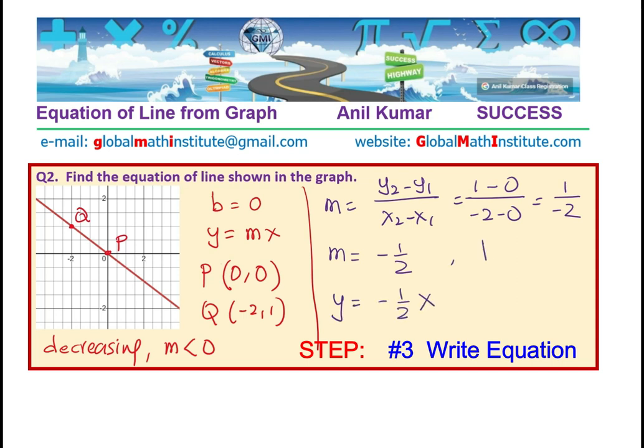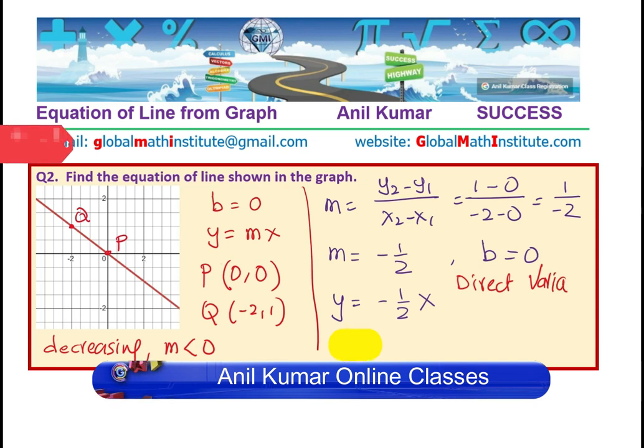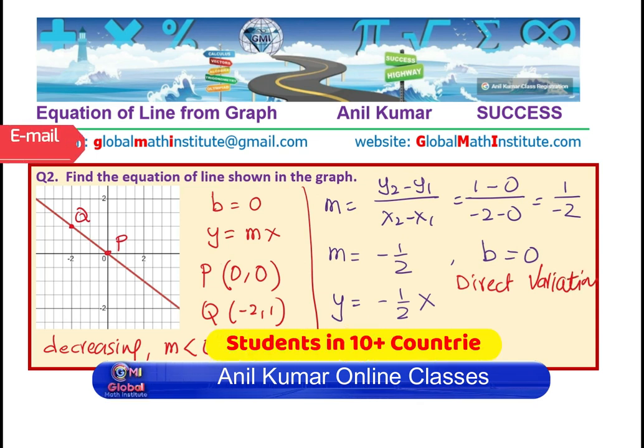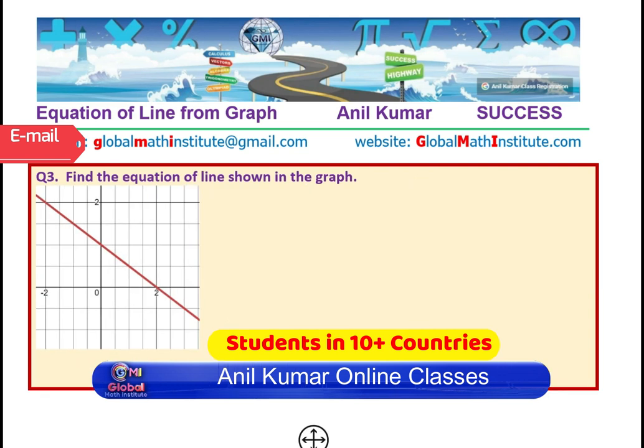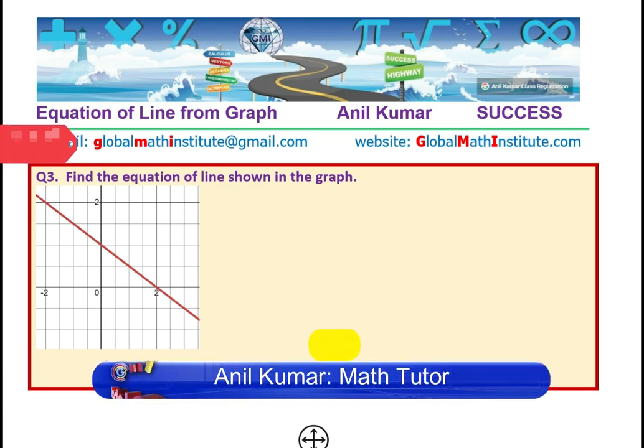We know that b is 0 since it is going through the origin, correct? So very easy to figure this out. Perfect. So direct variation, once again, we'll also call this a direct variation since the line is going through the origin, right? Now, let's take up the example, and this time you can see that the line is not going through the origin, right?